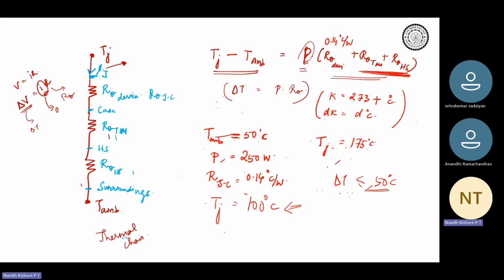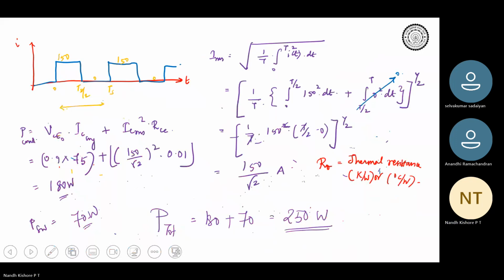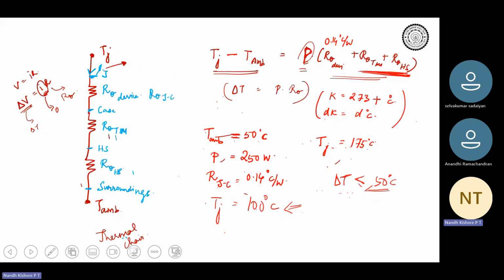At that point, you don't want to blow up, right? So you will compute for that particular operating condition what your loss is. You will compute what P is, and then you will calculate what should be my heat sink value, mainly this. What should be my heat sink so that the temperature rise is less than 50 degrees. Do you understand this? This is the design problem.